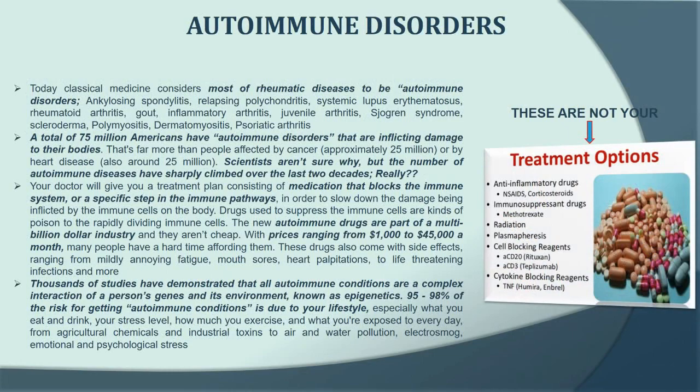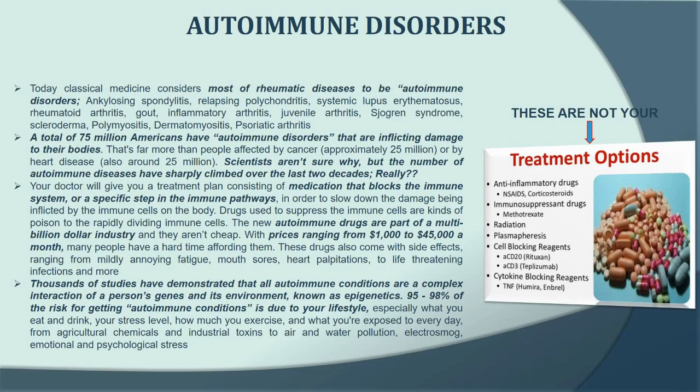Today, classical medicine considers most of the rheumatic diseases to be autoimmune disorders. So, ankylosing spondylitis, relapsing polychondritis, systemic lupus erythematosus, rheumatoid arthritis, gout, inflammatory arthritis, juvenile arthritis, Sjogren's syndrome, scleroderma, polymyositis, dermatomyositis, as well as psoriatic arthritis, all are considered to be autoimmune disorders. A total of 75 million Americans have those so-called autoimmune disorders that are inflicting damage on their bodies. That's far more than people affected by cancer, which are approximately 25 million in the US, or by heart disease, which are also around 25 million. Scientists aren't sure why, but the number of autoimmune diseases has sharply increased over the last 2 decades.